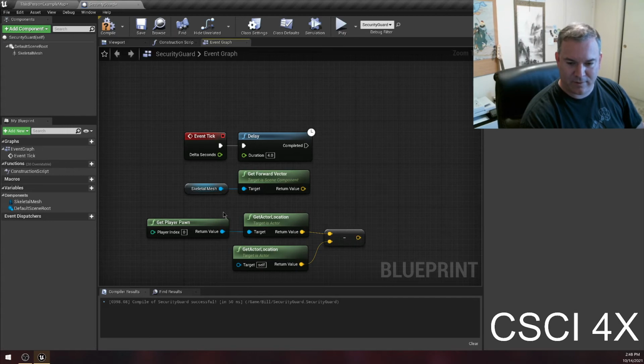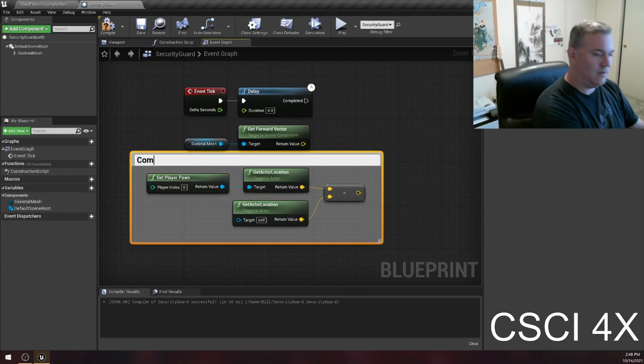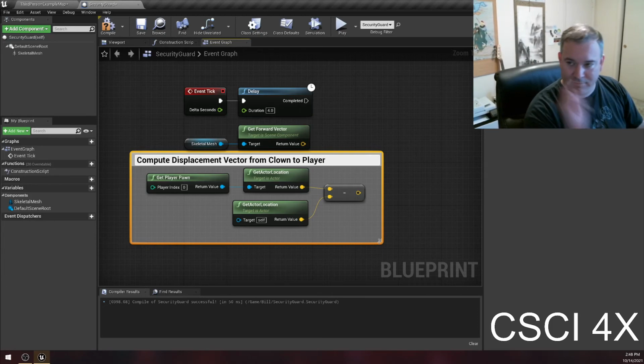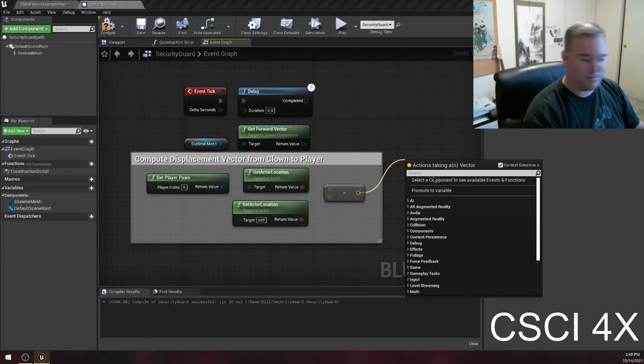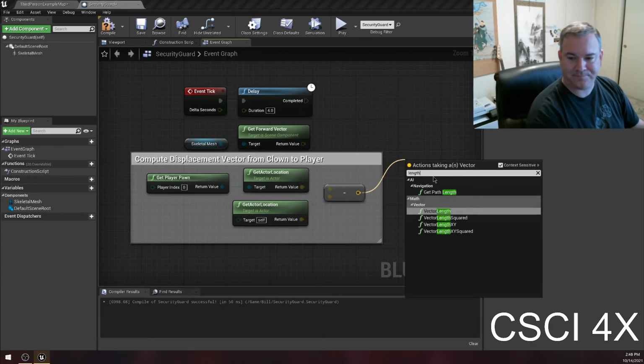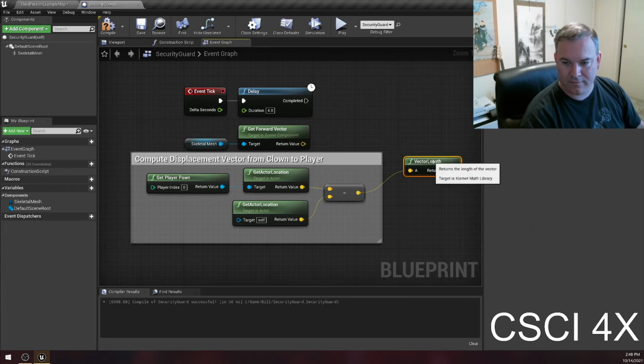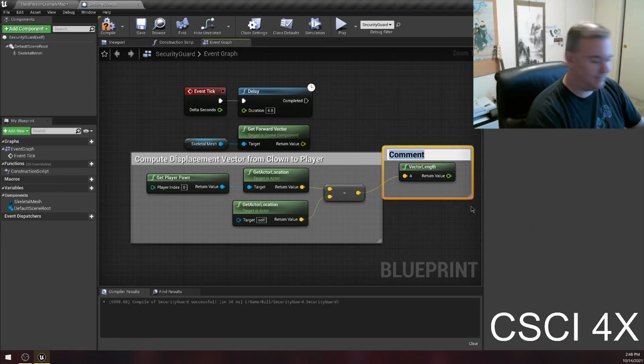Okay, so this is the displacement vector. So this will compute the displacement vector from clown to player. So this gives us a vector pointing at the player from the clown. There's two things we can do with this. We can get the vector length. So vector length is how far they are away.